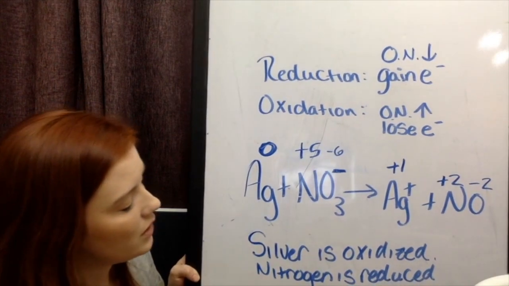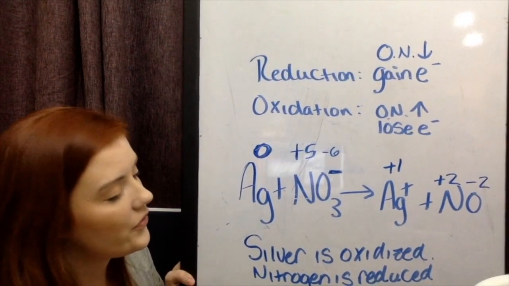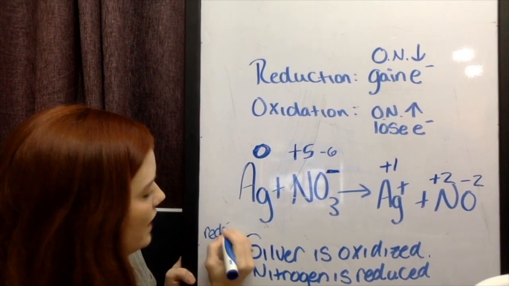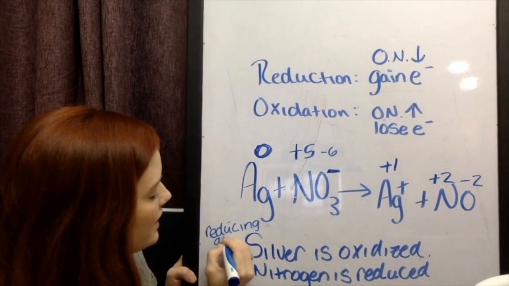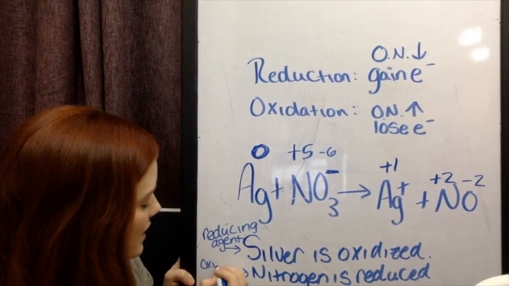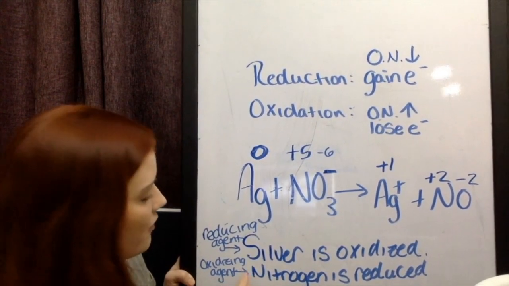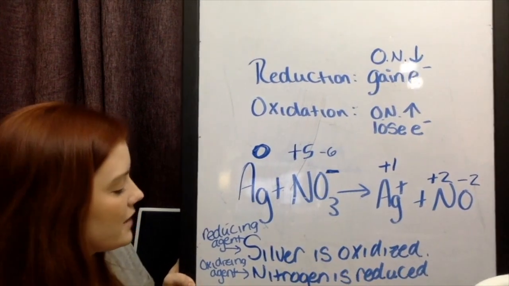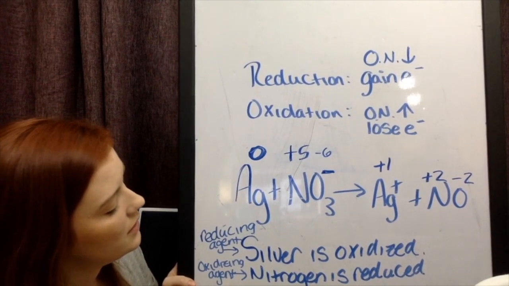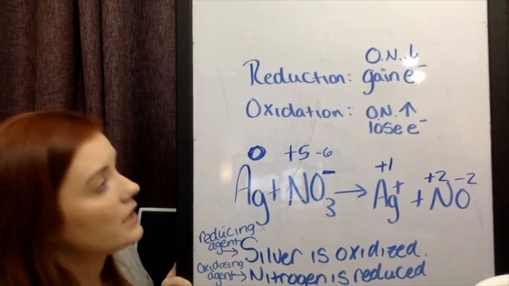So with this information, we can also figure out what the reducing agent is and what the oxidizing agent is. We know that it's opposites. So the silver is actually the reducing agent because it is responsible for reducing nitrogen. On the flip side, nitrogen is the oxidizing agent because it is responsible for oxidizing silver. So silver is being oxidized, it's the reducing agent. Nitrogen is being reduced, it is the oxidizing agent. And just remember that silver is actually losing electrons while nitrogen is actually gaining.